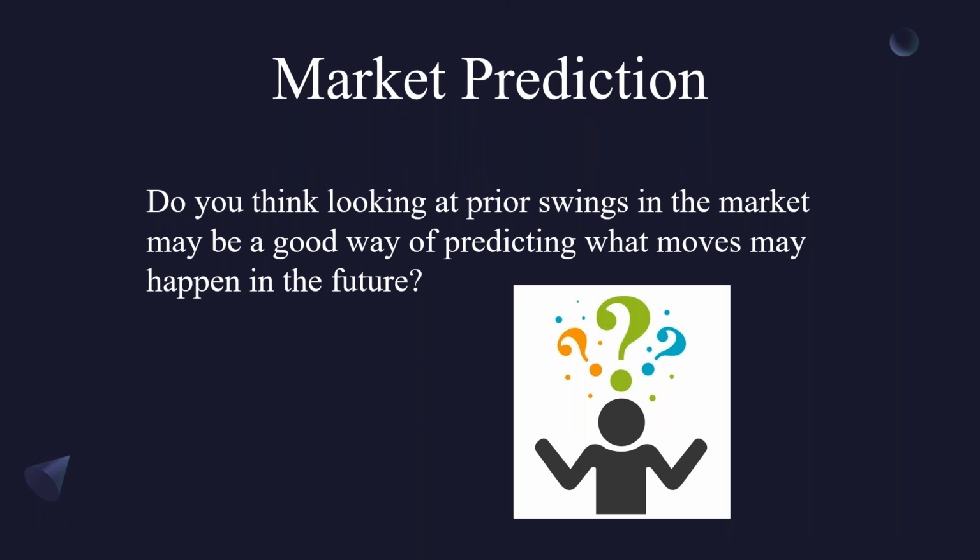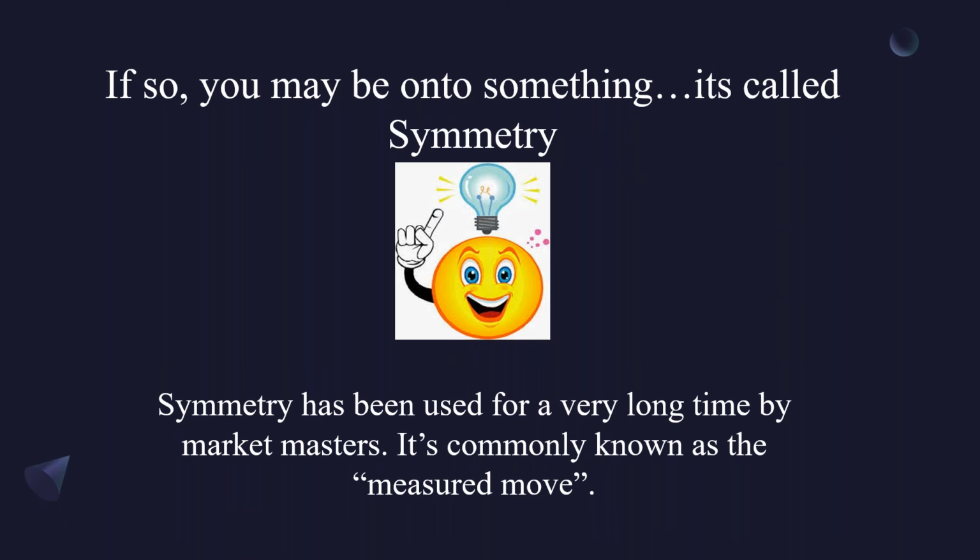Do you think that looking at these prior swings in the market gives you a good way of predicting what moves may happen in the future? If so, you are onto something, because it is called symmetry. It is called the measured move. When you look at a chart and you see patterns, that was how I knew this work was for me, because I was looking for something like this in my trading style. I wanted to find something that gave me defined levels instead of just relying on fundamentals. So this technical analysis really fit into something that I was looking for.